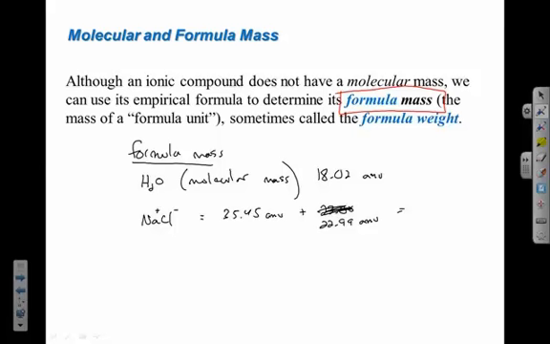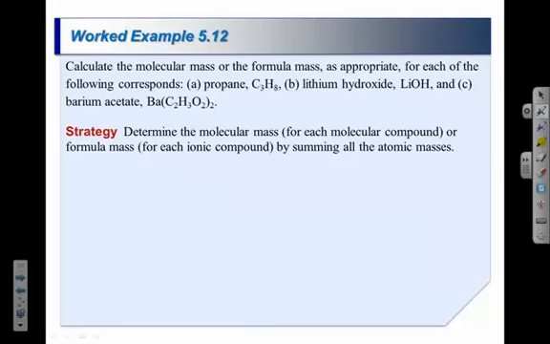Could be a molecule, might not be. So make sure you understand the difference between those terms. And then, this is really easy. Students usually don't have a problem with this. You just have to take the elements, find them on the periodic table, and add their mass together. So let's just do one.